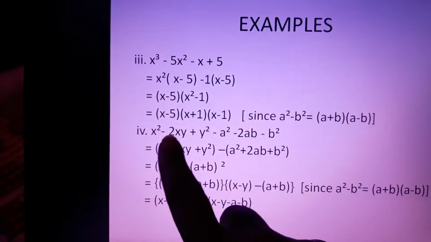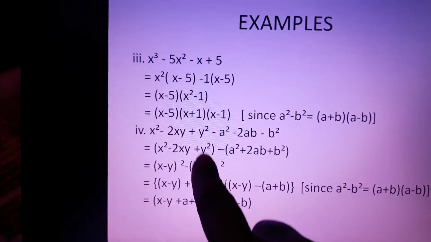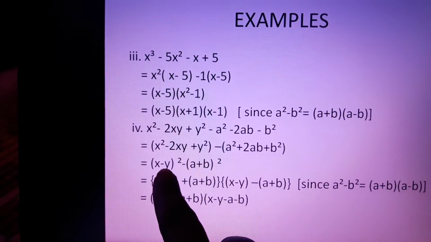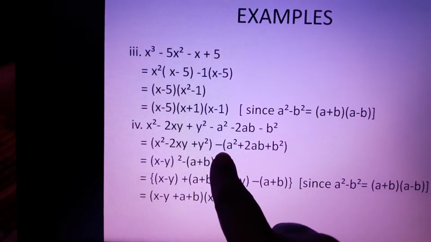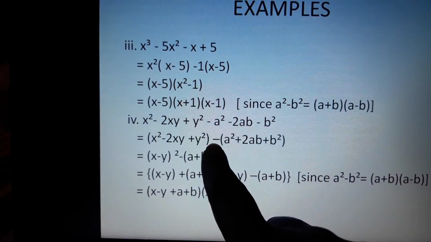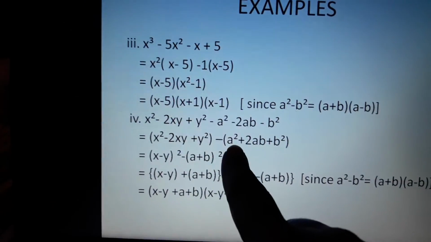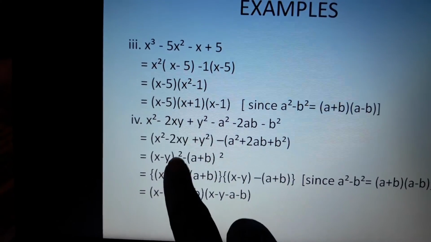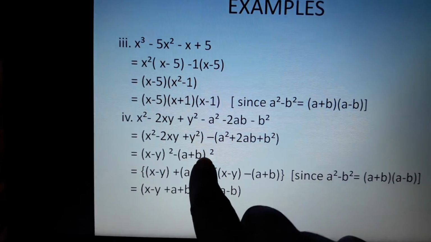If I take the first three terms, x square minus 2xy plus y square, it is the expansion of x minus y whole square. And here I have taken minus sign common. In bracket we have written a square plus 2ab plus b square. Since we have taken minus common, inside the bracket the signs of the terms are changing. So here we write it as x minus y whole square minus a plus b whole square.